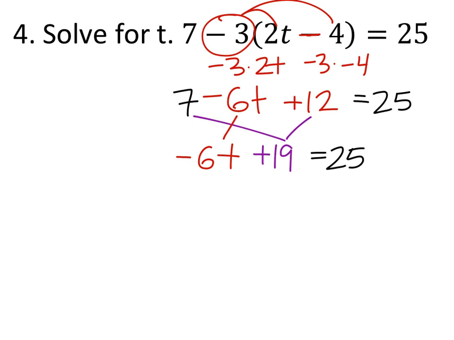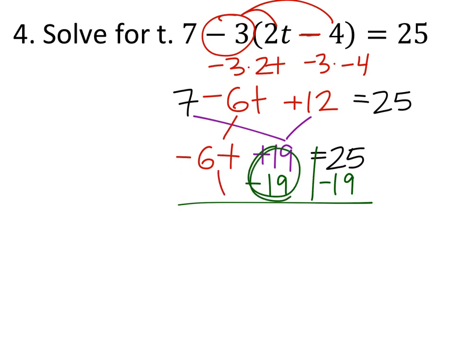But I don't want that plus 19 with it, because I've got to isolate those t's. So I'll use the subtraction principle of equality to zero that out. And if I do it to one side, I must do it to the other side as well. That zeros that. So I'm going to drop that negative 6t. And then this equals 25 minus 19 is positive 6.